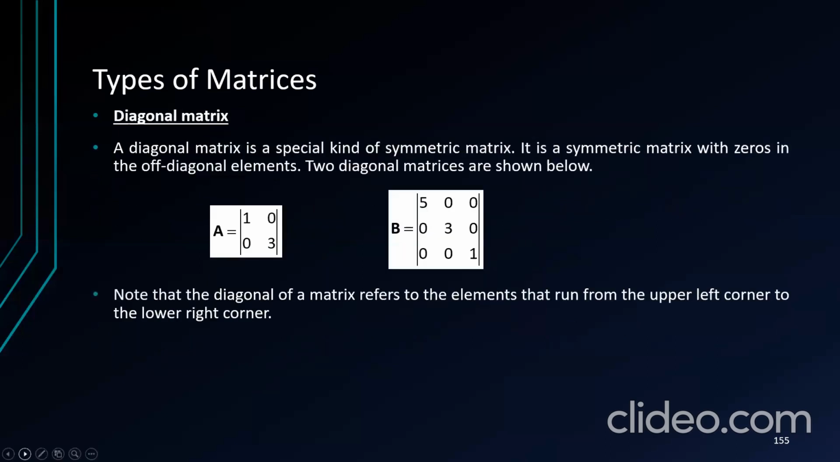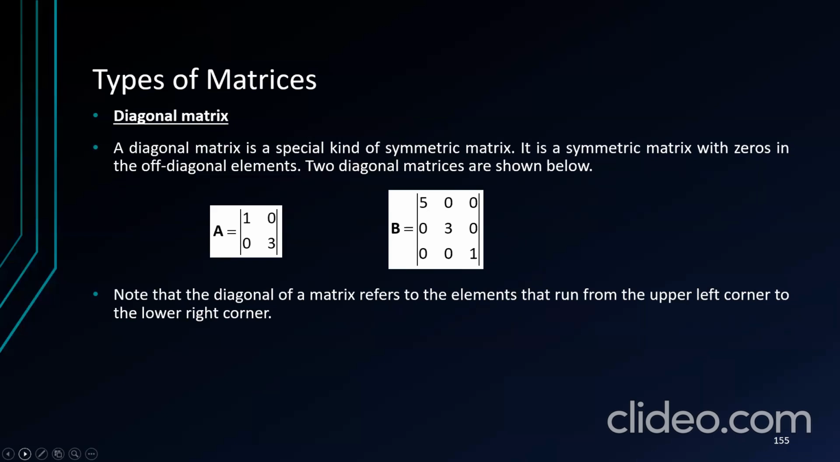Next, diagonal matrix. A diagonal matrix is a special kind of symmetric matrix. It is a symmetric matrix with zeros in the off-diagonal elements. What is not on the diagonal is zero. Two diagonal matrices are shown below. A is equal to 1, 0, 3, 3. B is 5, 0, 0, 0, 3, 0, 0, 0, 1. This is a symmetric matrix and a diagonal matrix.